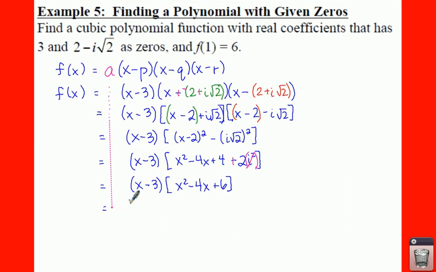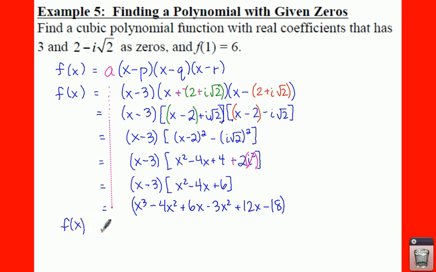So we have equals x minus 3, or sorry, actually what we're going to do is take this binomial times this trinomial over here. So we're going to take x times all three of these. So x times x squared is x to the third, minus 4x squared plus 6x, and then you got to distribute the negative 3, so negative 3x squared plus 12x minus 18.